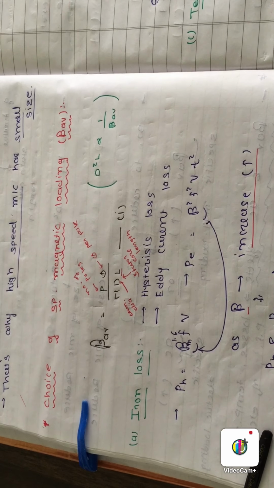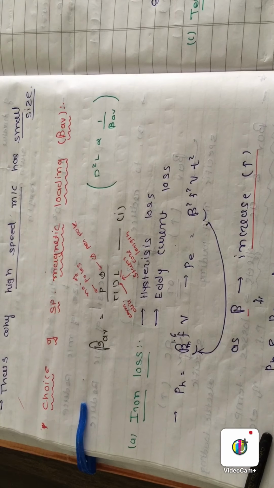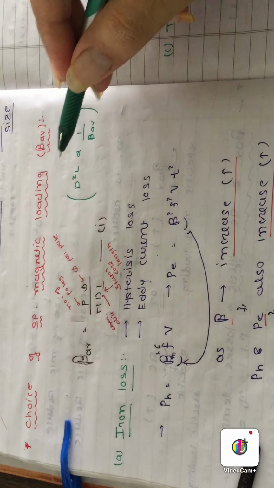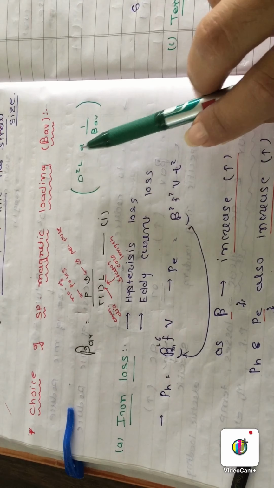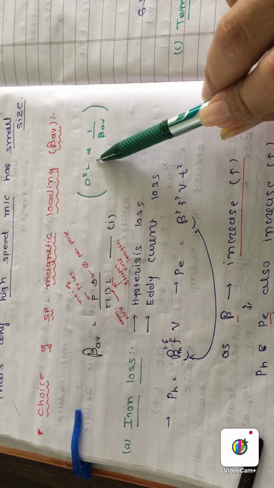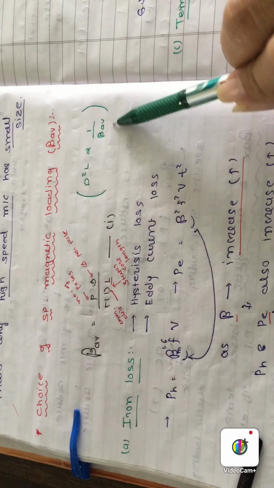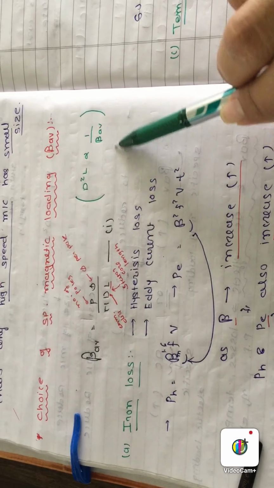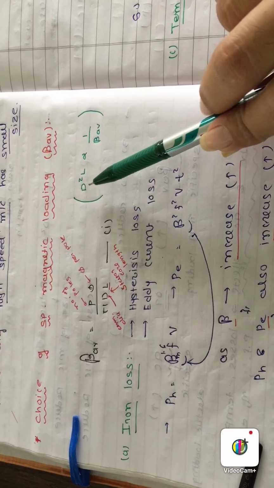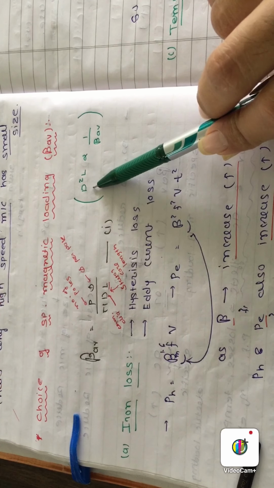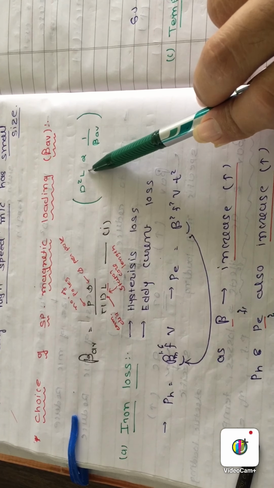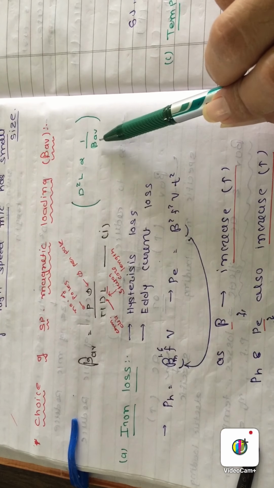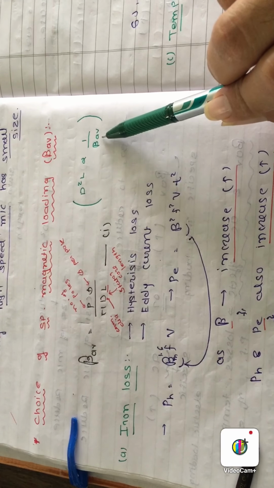Now in this lecture we will study which factors affect the specific magnetic loading. From the previous lecture I have taken one relation between D square L and BAV. This represents the relation between the specific magnetic loading and the dimension of a three-phase induction motor. Here D represents the diameter of the armature, L represents the stator core length, and D square L is inversely proportional to BAV. BAV represents the specific magnetic loading.